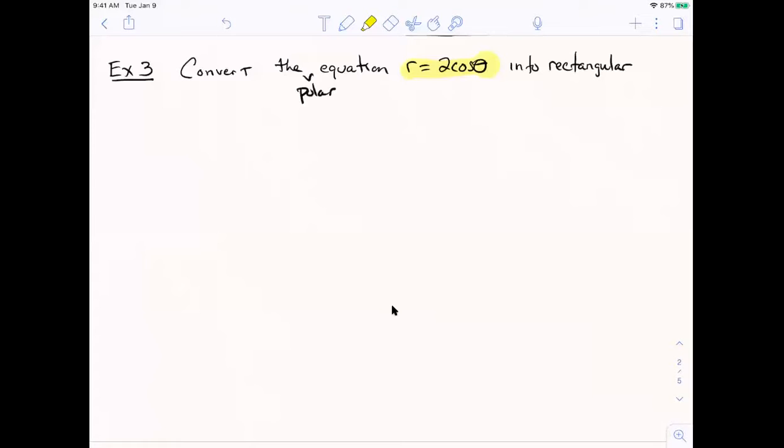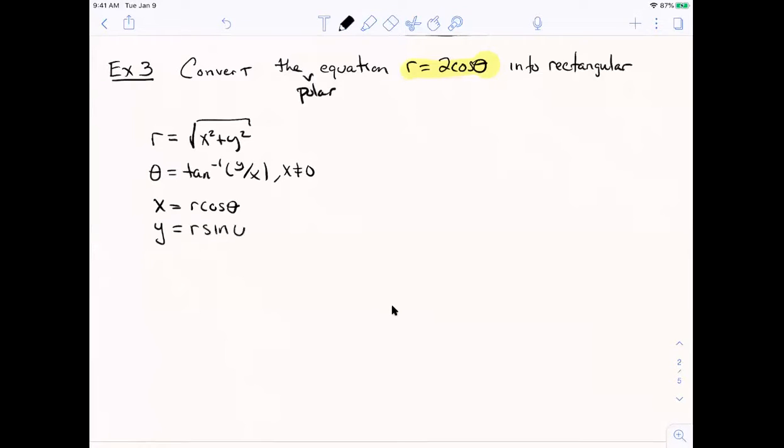So we want to do the algebra here. We want to convert the polar equation into rectangular coordinates. So instead of scrolling back up, let me just write down here, when you're doing this, what are our equations? We've got r is equal to that. We've got theta is the inverse tangent of y over x, that's if x isn't 0. We've got that x is equal to r times the cosine of theta. And we've got y is equal to r times the sine of theta.